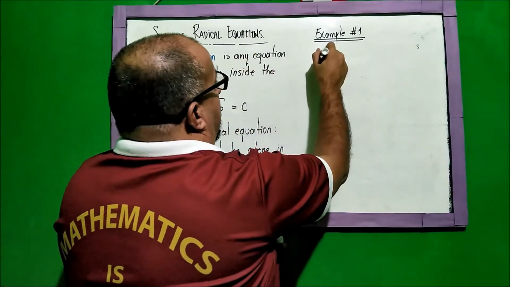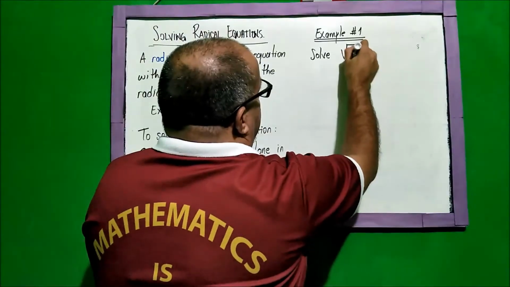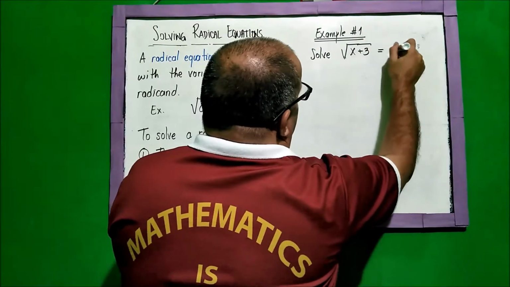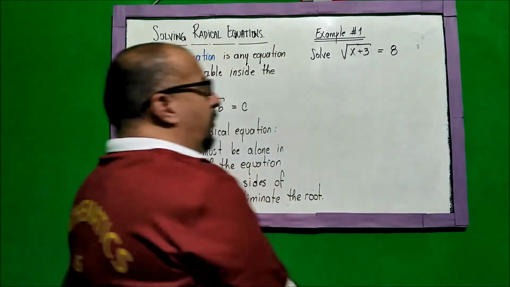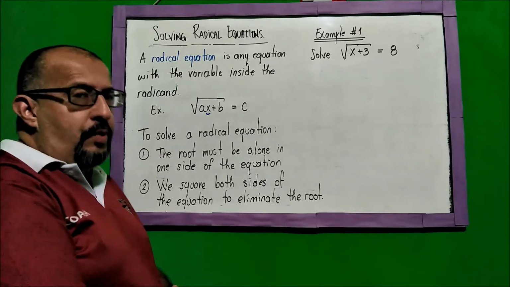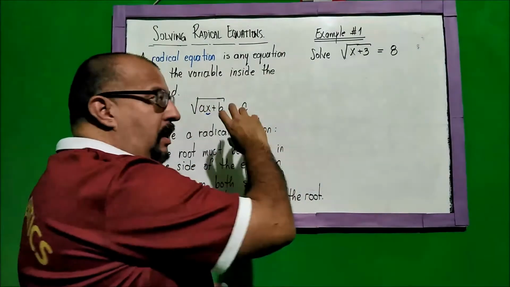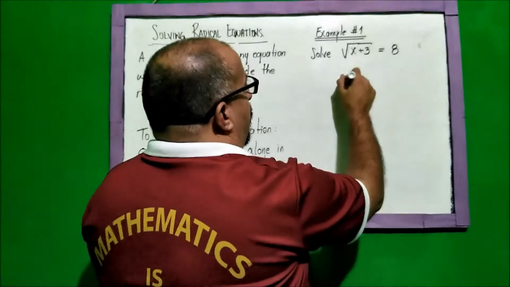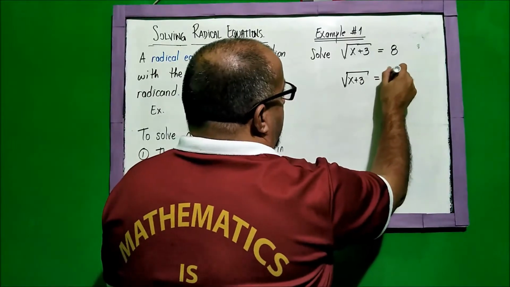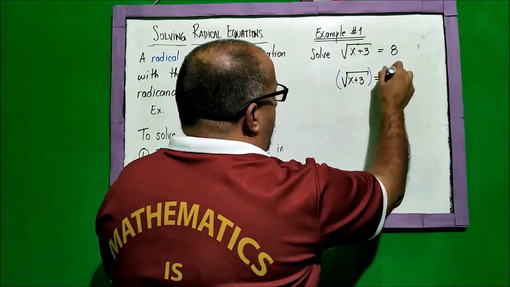So let's solve the following equation. The square root of x plus 3 is equal to, let's say, 8. So if we have the square root of x plus 3 and that equals 8, obviously what I need to do is eliminate this root so that this x can be in operational form. So what we do is we copy the original equation, x plus 3 equals 8, and then we proceed to eliminate the root by applying the inverse operation.